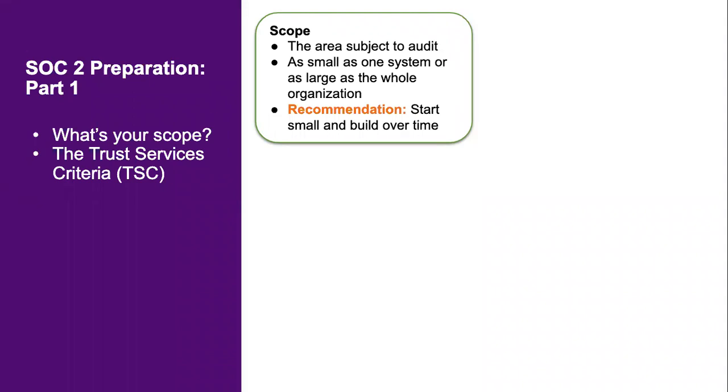This can be as small as one individual system, something that you provide to your customers. You can also scope SOC 2 to cover your entire organization. Key recommendation from my time working in the field: start small and grow over time. Unless there is an absolute business driver for you, I would not recommend trying to cover your entire organization in your first SOC 2 audit. It's going to be a lot of work to implement the controls. It's going to be a lot of work to get everything working and moving in the right direction, and probably not going to be a successful outcome.